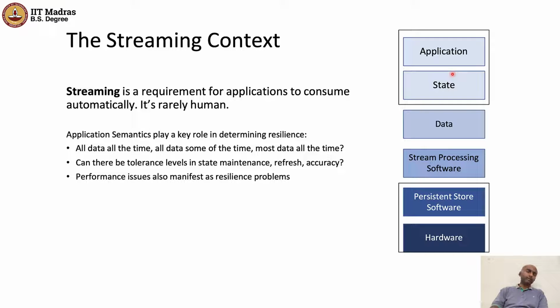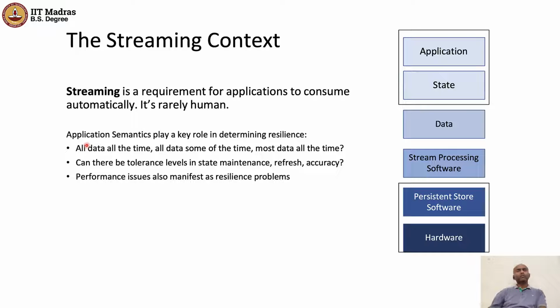Okay, so within the stack that I've just highlighted, the key question that plays a role in how effectively you write the streaming program is the set of semantics at the application level. The semantics at the application level dictate how you go about architecting your entire software. So first and foremost, do you need all the data all the time? Or do you need all data some of the time, whereas the rest of the time it's okay that you don't get all of the data?